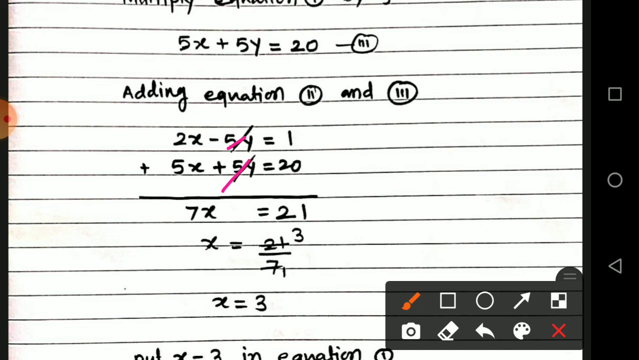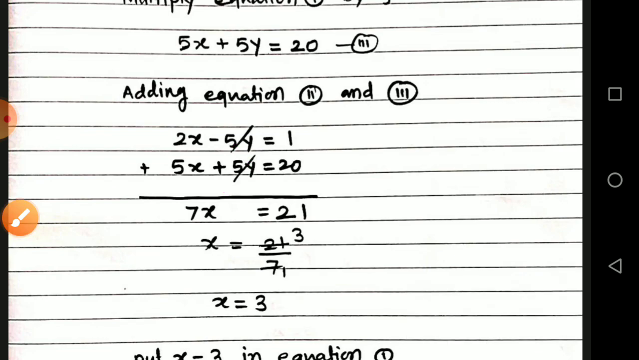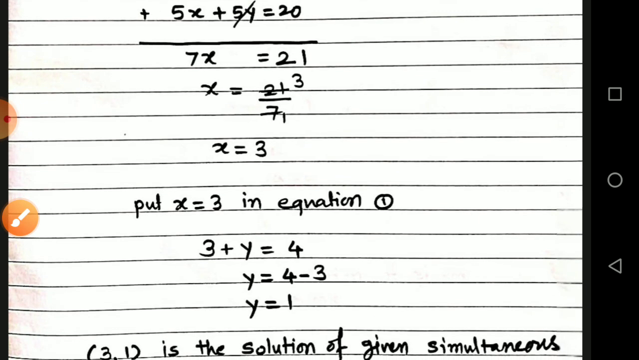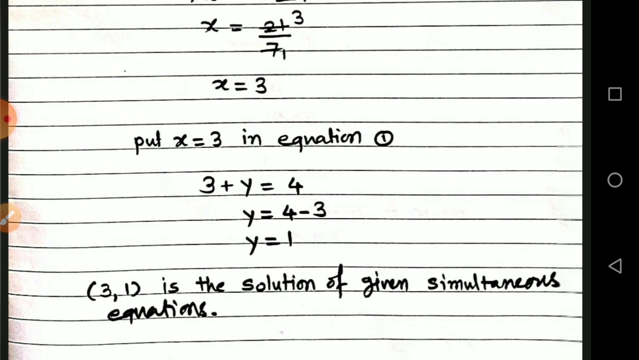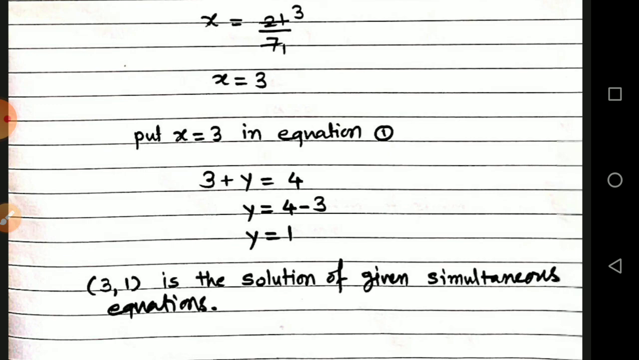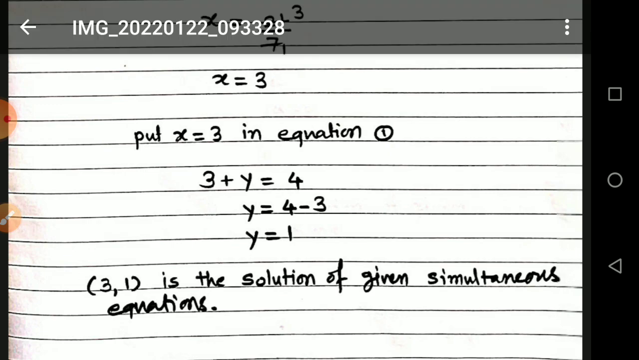It is the linear equation in one variable. In between 7 and x, there is multiplication sign. Transpose 7 to the right side, it becomes division. 7 threes are 21. x is equal to 3. Put this value, x is equal to 3, in equation 1. 3 plus y is equal to 4. Transpose 3 to the right side, y is equal to 4 minus 3, y is equal to 1. (3, 1) is the solution of given simultaneous equations. In this way, we have to solve this.